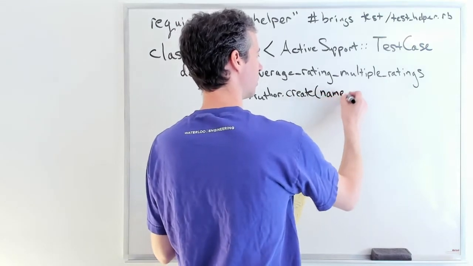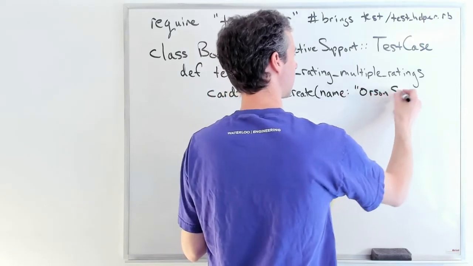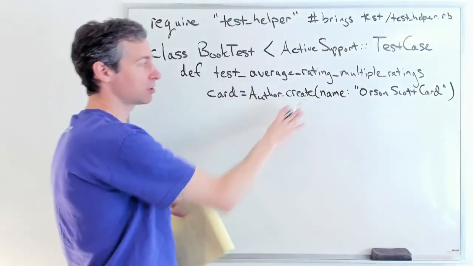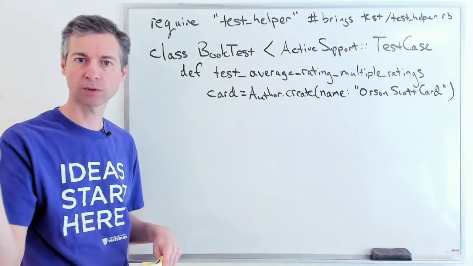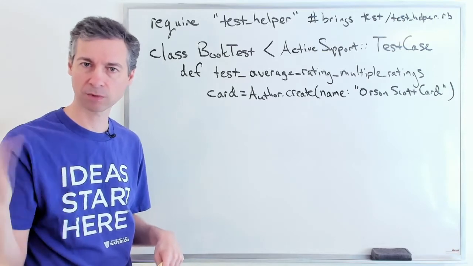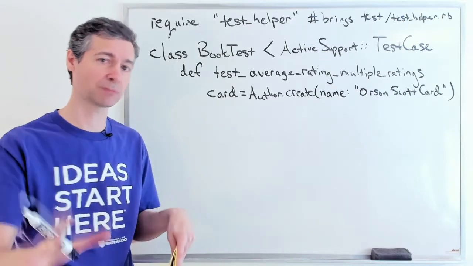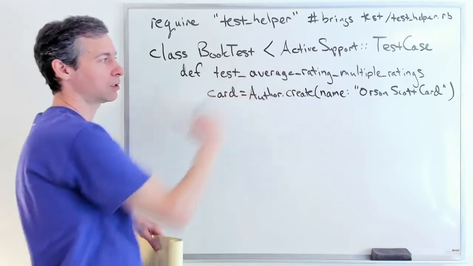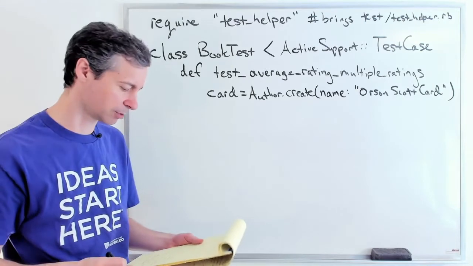And all we need to do to create the new author is give the author a name, Orson Scott Card. All right. So that'll actually go into the test database, the good books underscore test database, whatever it's exactly named, not the development database, but the test database, which is empty except for the schema in it. And it'll now go, and the first author it'll make will be Orson Scott Card, and I've got that author object now returned to me in that variable card.